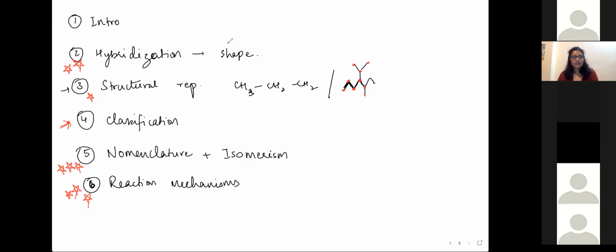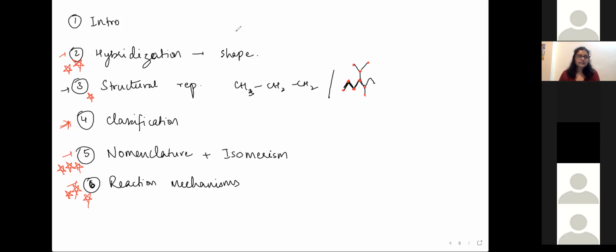Hybridization has some properties like reactivity, electronegativity, all of that directly related to this to some extent. So these are the main things you need to focus on, especially nomenclature and the reaction mechanisms. These two are the main things.